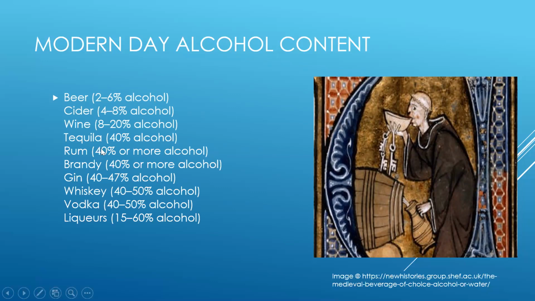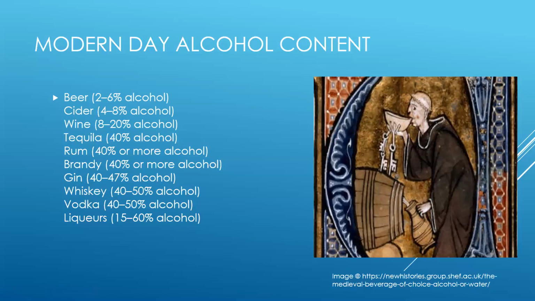Similar to how we talked a few weeks ago about how marijuana has changed quite a bit in terms of its content and genetic makeup, so too has the alcohol content in our beverages gone up. We have beer, which is probably one of the most commonly consumed forms of alcohol, and that generally has about a 2 to 6% level of alcohol content in it.